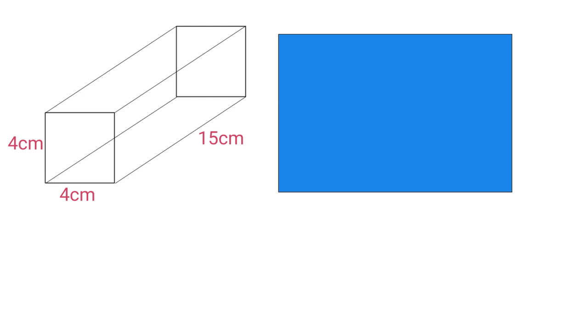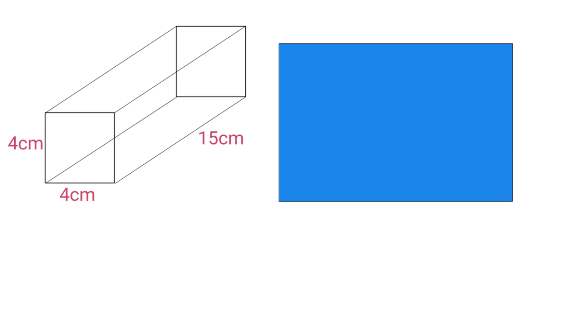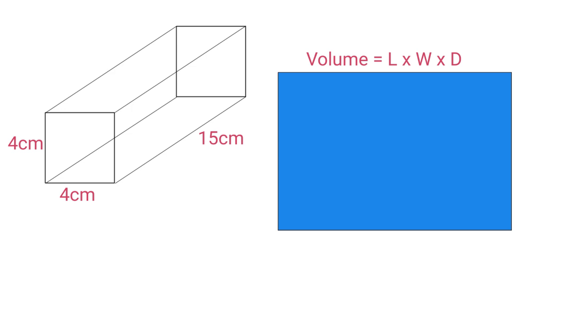Now, before you've seen this video, I'm assuming that you've looked at how to find the volume of a rectangular prism. There's a simple formula that everyone uses for the volume of a rectangular prism, and it's simply volume equals length times width times depth, or times height, depending on how you're looking at it.